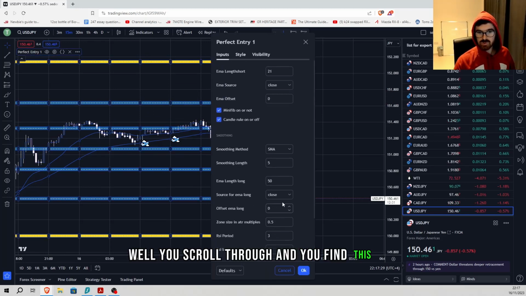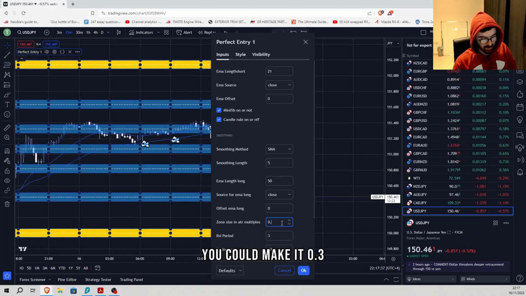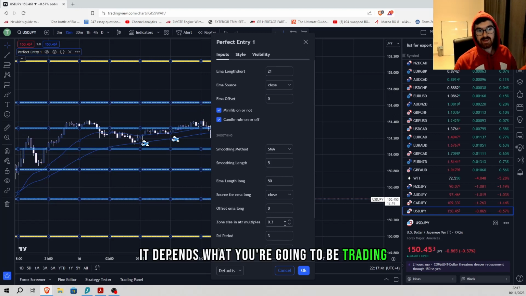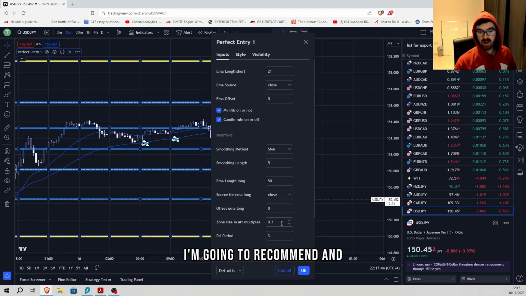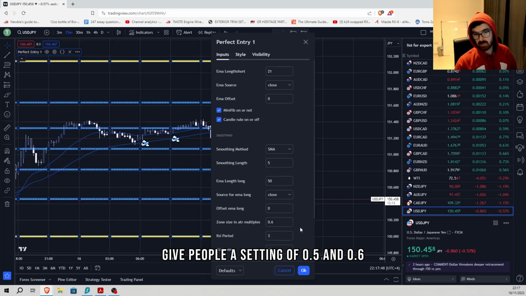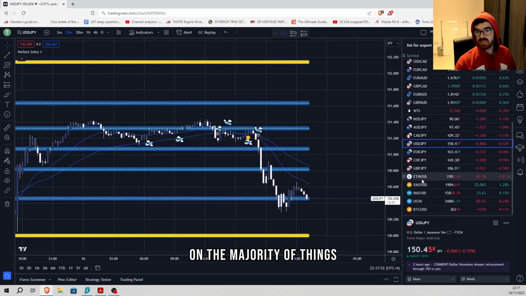Well, you scroll through and you find this one. The zone is in ATR multiples, so you could make it big, like 1.5. You could make it 0.3, where it's going to be nice and tight. It depends what you're going to be trading. I'm going to recommend and give people a setting of 0.5 and 0.6. It's going to be a good setting for the majority of people on the majority of things.